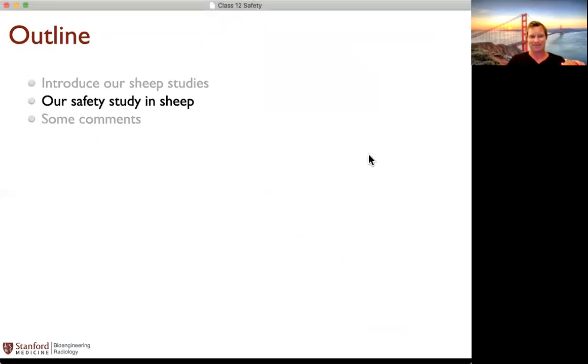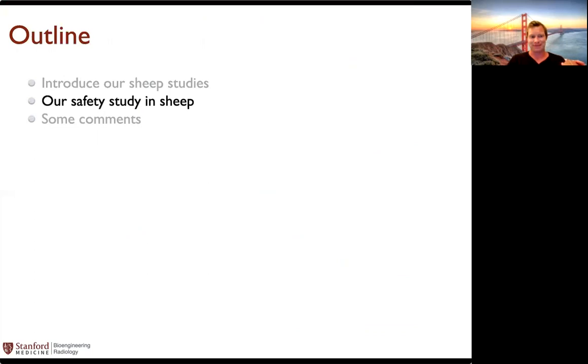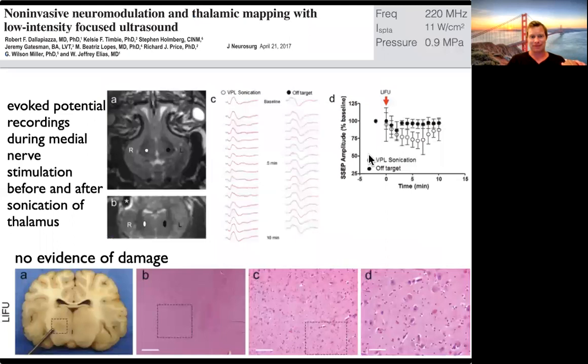Okay, so now you know what our sheep studies are. And so let's talk a little bit about the safety. Let me just give you a prelude to that. First of all, people have looked at the safety in different animals, and these are also, for the most part, around the FDA limits. So this is what people are using, and there's every expectation that we're not going to see anything when we look at the histology.